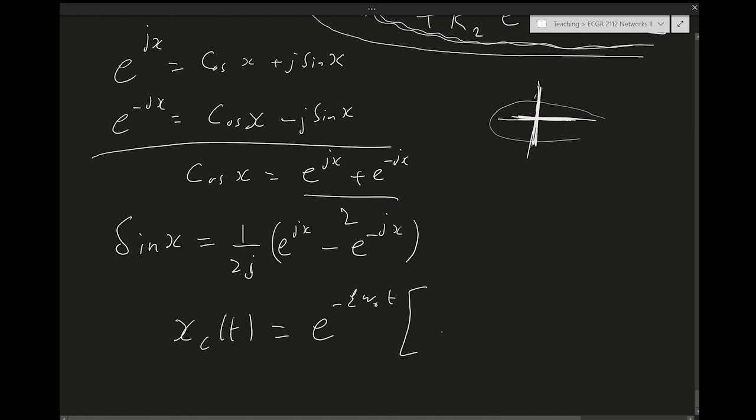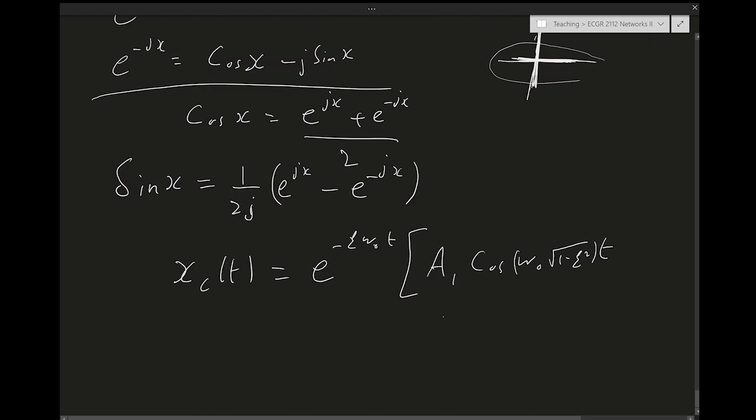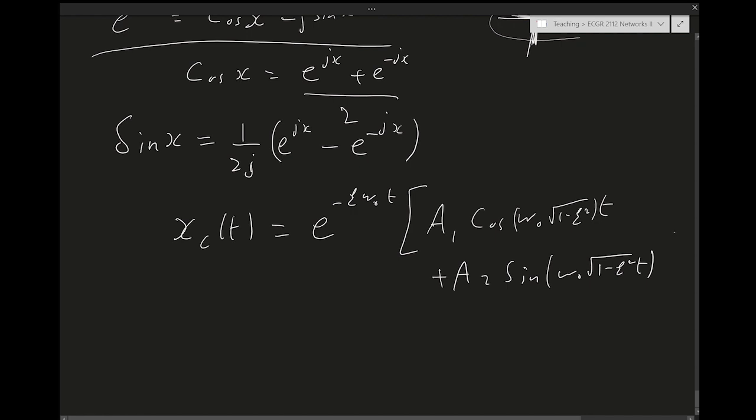We can write it as, instead of k1, I write a1, and then I'll write the solution as the real counterpart: a1 cosine omega naught square root of 1 minus zeta squared t plus a2 sine omega naught square root of 1 minus zeta squared t. And this is the general natural response for the case when the damping factor zeta is less than 1, meaning the system is underdamped.